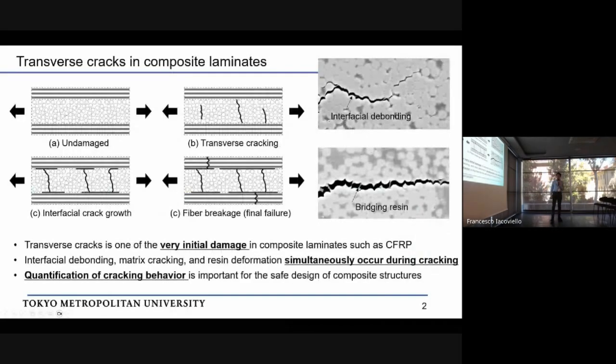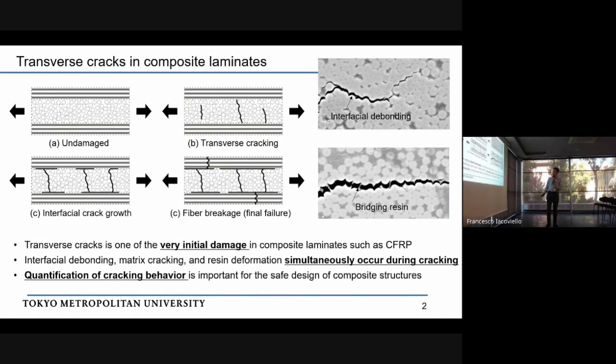Let me start with the research background. This diagram shows the fundamental failure process of composite laminates, the failure mechanism of continuous fiber laminates. This is the reinforcement fiber, and this is fiber aligned to the loading direction. In this layer, fiber is aligned perpendicular to the loading direction, so this layer is not reinforced in the loading direction.